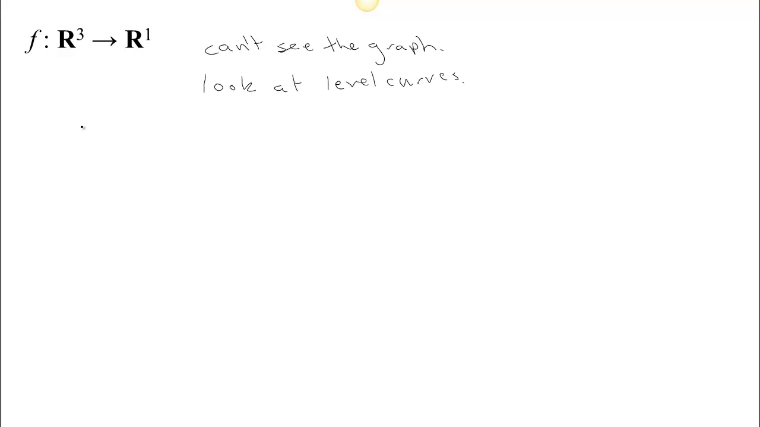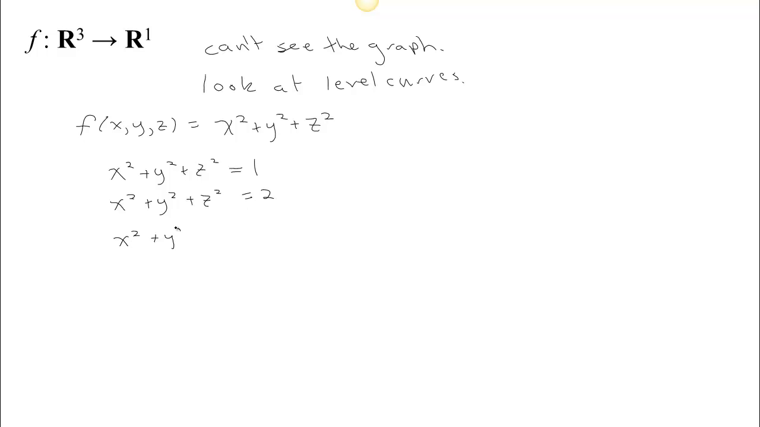Let's give an example. Suppose we have our function. It has 3 inputs, x, y, and z, and from those inputs we get a single output. Maybe we could look at this function, x squared plus y squared plus z squared. We can't see the graph because that would require 4 dimensions, but we could look at the level sets. So we could say, what are all the locations in the input space where the output is 1? Or where the output is 2? Or where the output is 3?